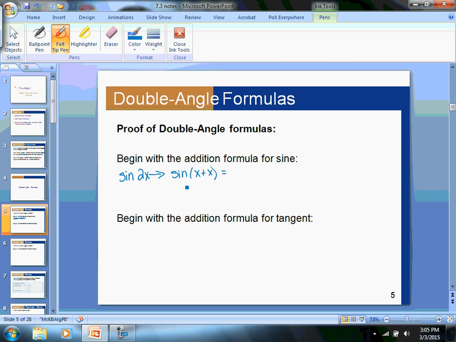Now this is our addition formula here, so I'm not going to just distribute the sine. So I have sine x plus sine x. That's not what that means. This means I have sine of x times the cosine of x plus the cosine of x times the sine of x. Now here, since the angles are the same, since it's x and x, I really have sine times cosine and sine times cosine, because I can multiply in any order. So I really have 2 times the sine of x times the cosine of x. So that's my double angle formula for sine.